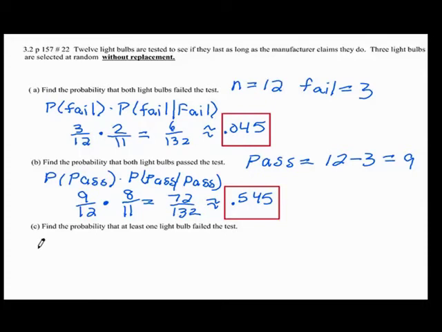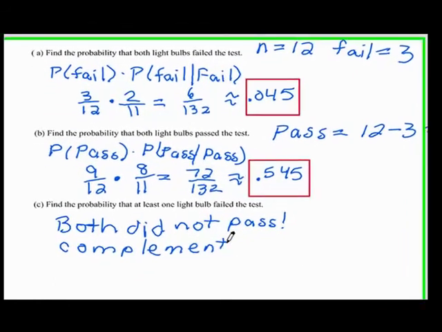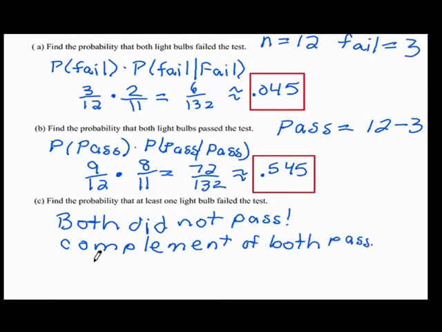For part C, we're asked to find the probability that at least 1 light bulb failed the test. So if at least one failed, that means both did not pass. We're going to use our complement rule for this. This is the complement that both passed. And so the complement rule means 1 minus. Well, the probability of both passing was from part B, 0.545. So the complement of that is 1 minus 0.545, which will give us, because this is an approximation, an approximation of 0.455.